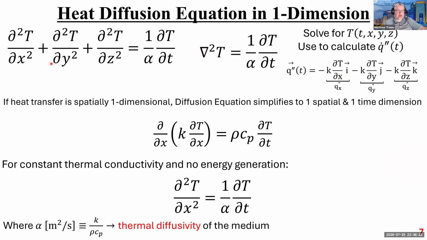So anything with respect to X, anything with respect to Y, anything with respect to Z goes away. And we're just left with the X derivatives and the time derivatives. And so we get this. And so that's now the equation that we're going to solve.